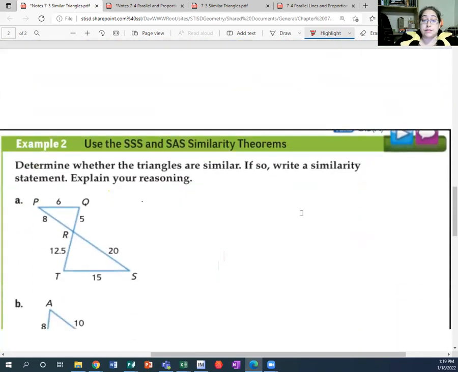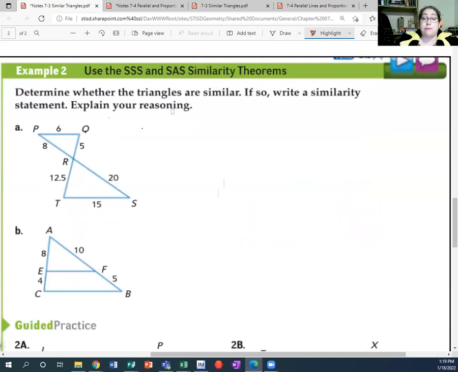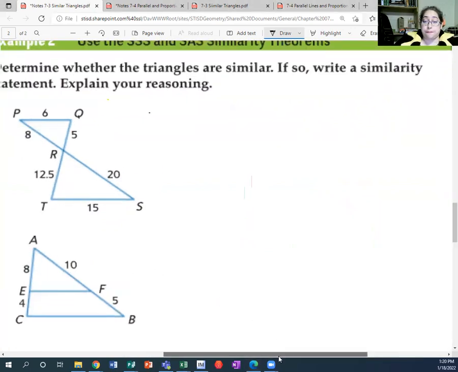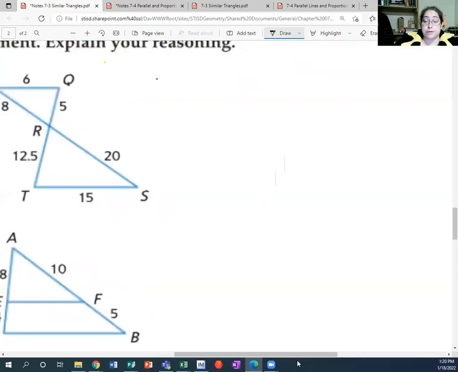Let's practice using these. Let's do example A. The directions state, determine whether the triangles are similar. If so, write the similarity statement. Explain your reasoning. Explain your reasoning is using either the postulate 7.1, angle postulate, or the two theorems we just talked about, side, side, side similarity, or side angle side similarity. Okay. Looking at A, do I have any information about angles in A? Let me just zoom in a little bit more.